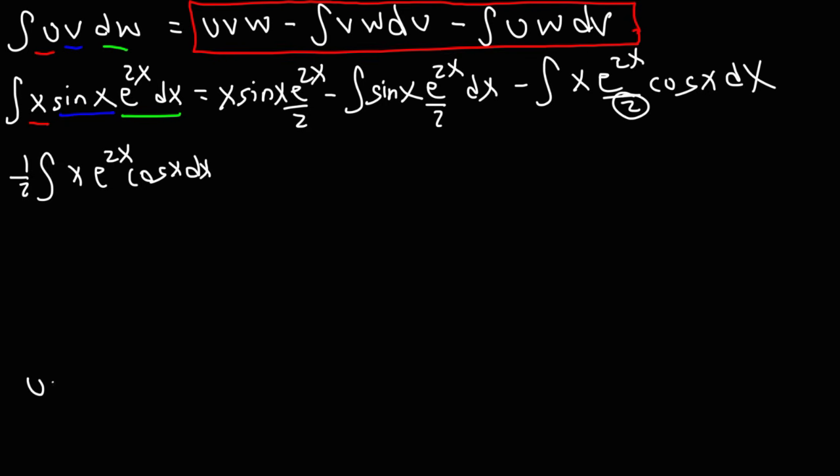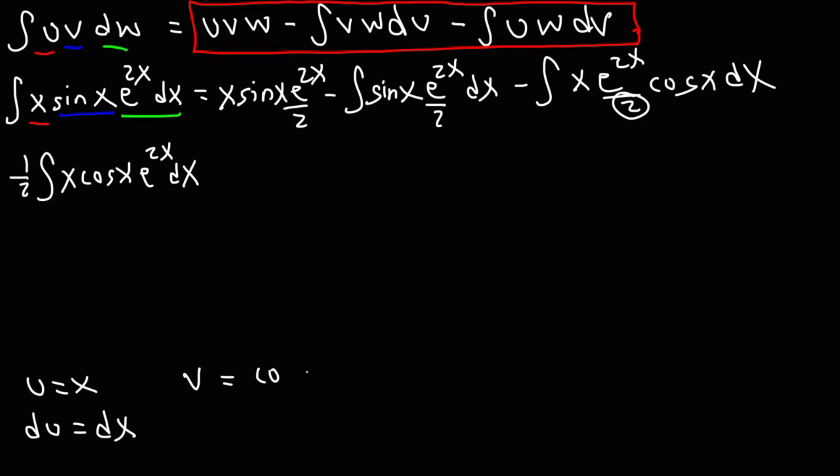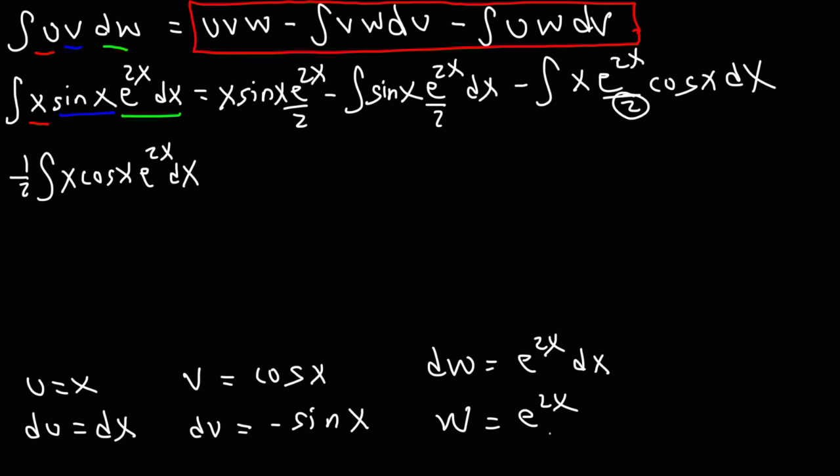So we're going to make u equal to x. So du is dx again. And let me rewrite it. I'm going to write it as x cosine x e to the 2x. So v is going to be cosine. The derivative of cosine is negative sine. And then dw is e to the 2x dx. So w is going to be the same thing, e to the 2x divided by 2.